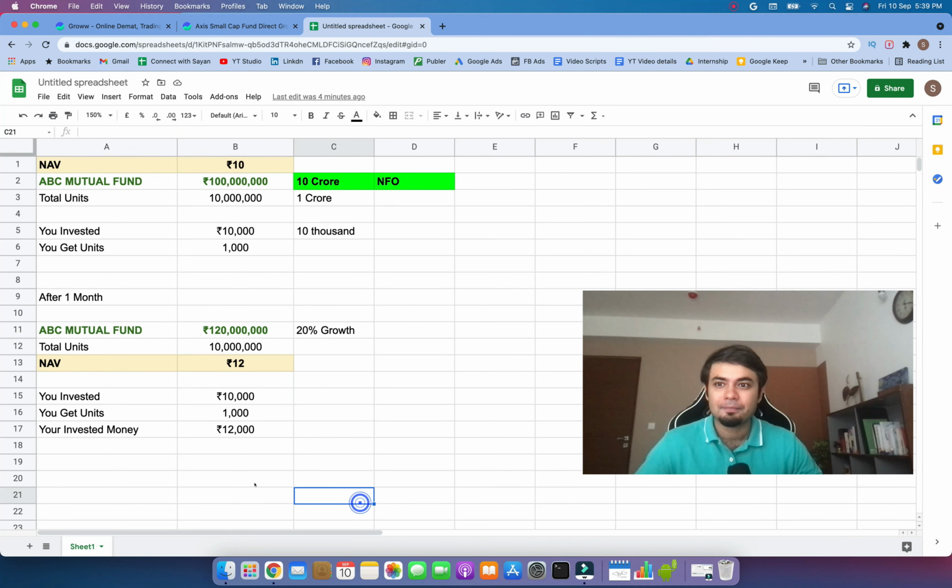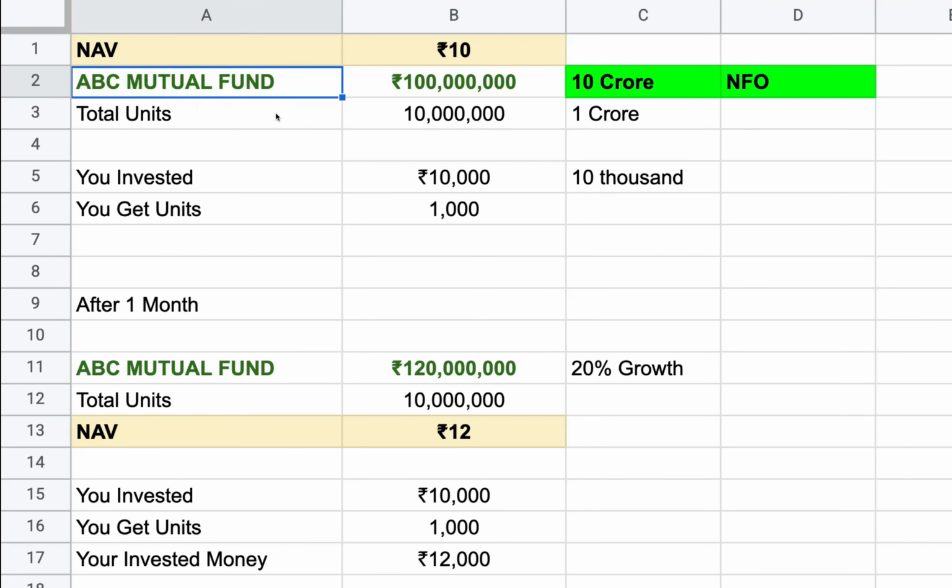So here I have taken a very simple example and a very simple calculation. Let's say ABC mutual fund launches its first mutual fund, which is an NFO. It launches in the market. And as we all know, any new mutual fund will have a NAV, or net asset value, of rupees 10 when it launches in the market for the first time.